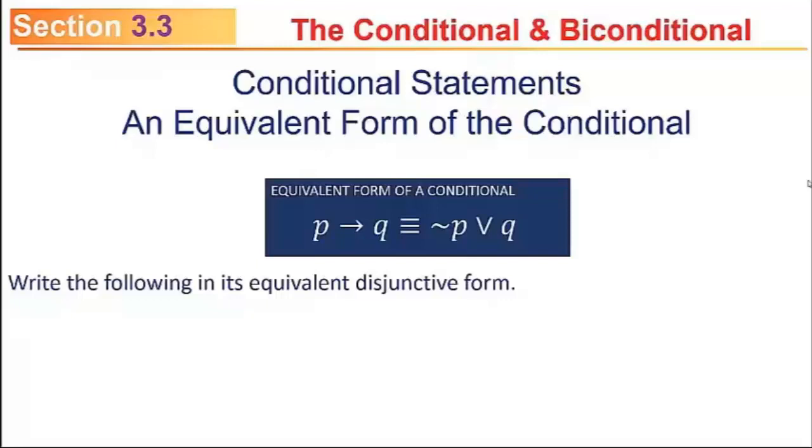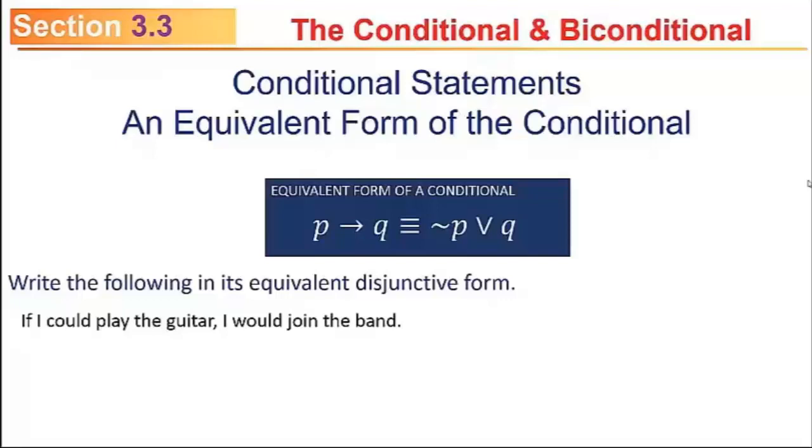Let's practice this. If I ask you to write in its equivalent disjunctive form this sentence, if I could play the guitar, I would join the band. Now what they mean by disjunctive form, if you're looking up at the formula, on the right hand side there's an or, and an or is a disjunction. So that's what they're referring to. But anyway, back to the problem.